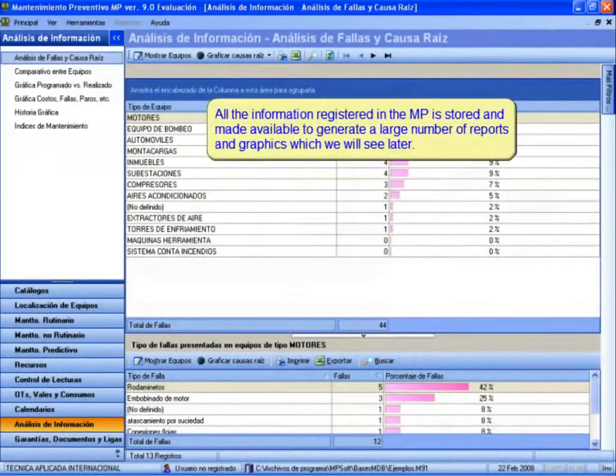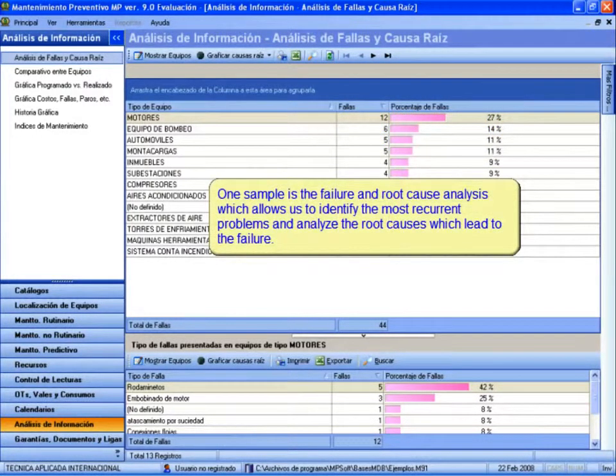All the information registered in the MP is stored and made available to generate a large number of reports and graphics which we will see later. One sample is the failure and root cause analysis, which allows us to identify the most recurrent problems and analyze the root causes which lead to the failure.